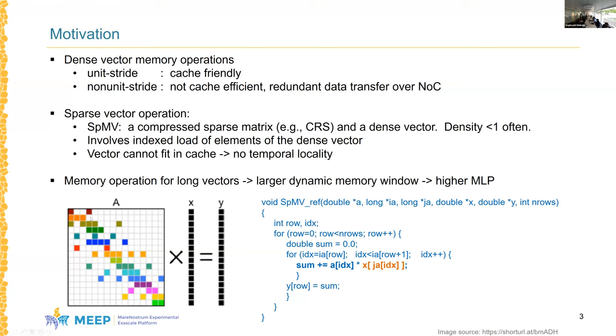One more thing to look at is that the dense vector, if it is not able to fit in the cache, then it gets replaced because there is possible reuse of the same vector for different rows of the sparse matrix, right? So if it cannot fit, then it will get replaced when the rest of the vector is accessed again. So that's an issue.